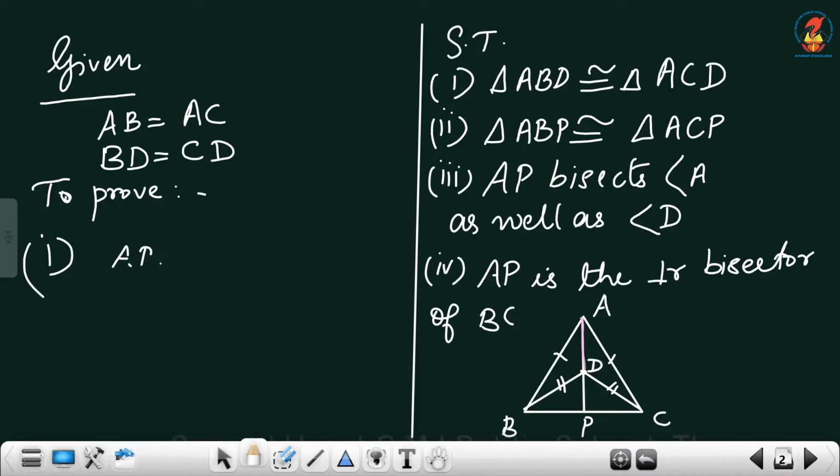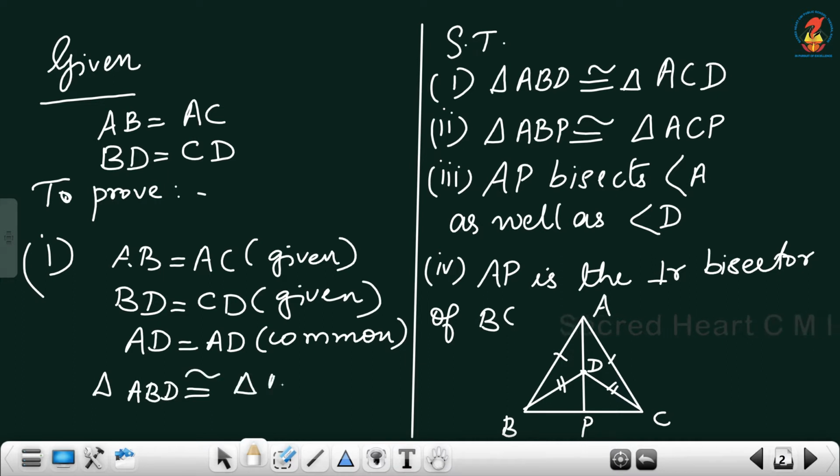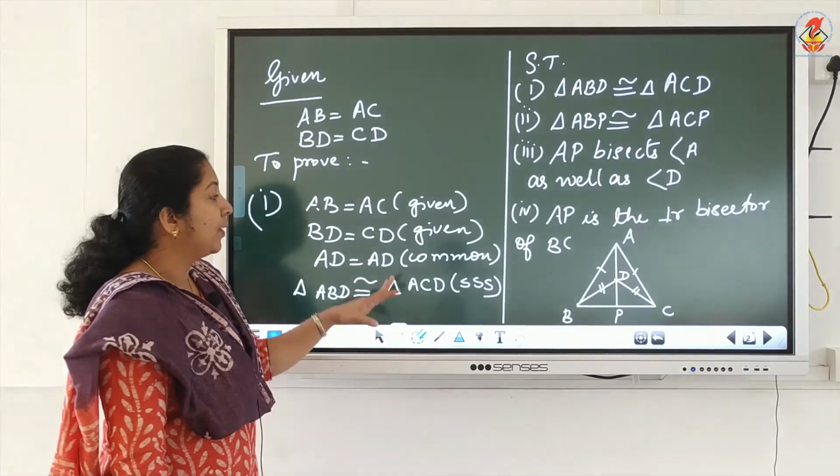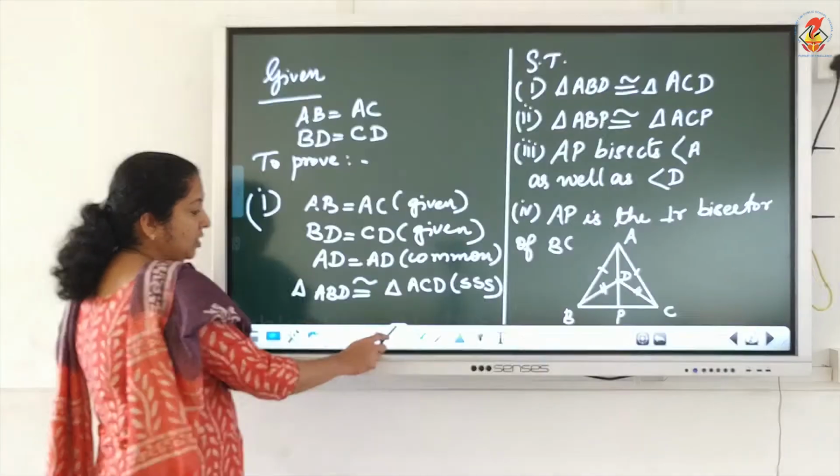AB is equal to AC is given. BD is equal to CD is also given. And AD is equal to AD is common. So what we can say? Triangle ABD is congruent to triangle ACD using the SSS criterion. So these two are congruent using the SSS criterion. Next triangle we should prove.